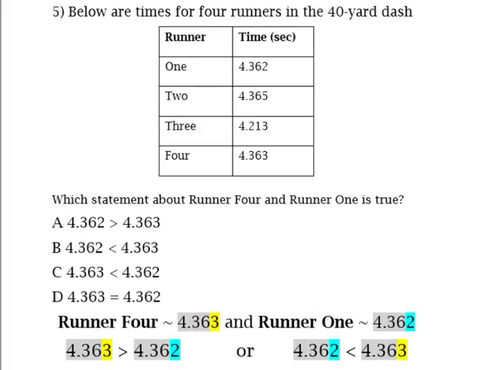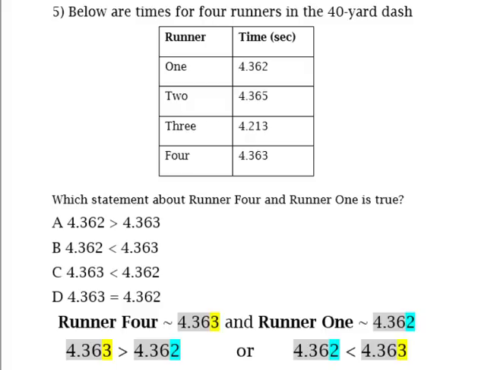Okay, so we know that both of the runners have the same ones place, tenths place, and hundredths place. So what we need to focus on is the number value in the thousandths place. For runner 4, that number is 3, and it's highlighted in yellow. And for runner 1, that number is 2, and it's highlighted in blue, or we can say it's turquoise.